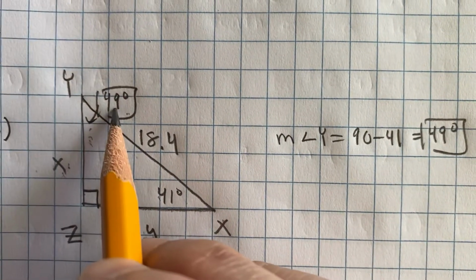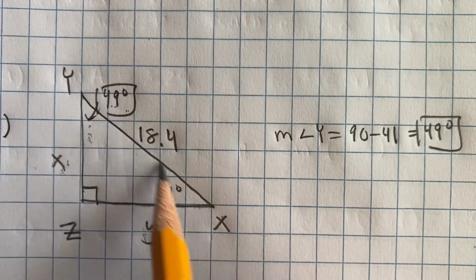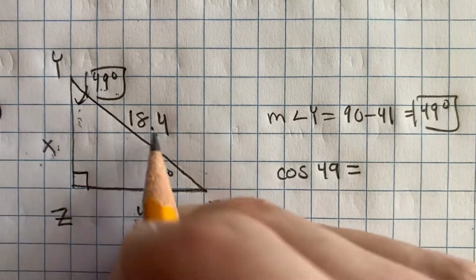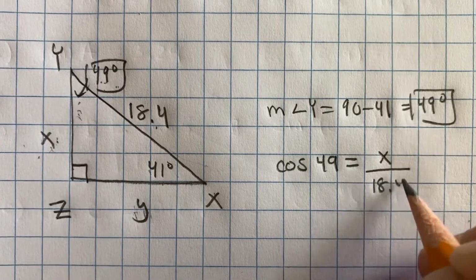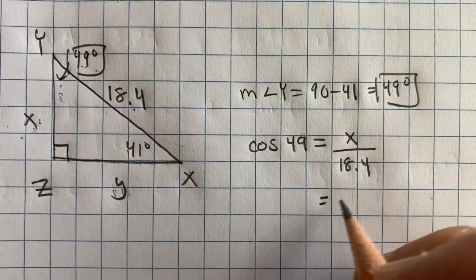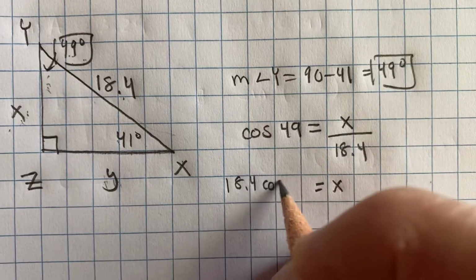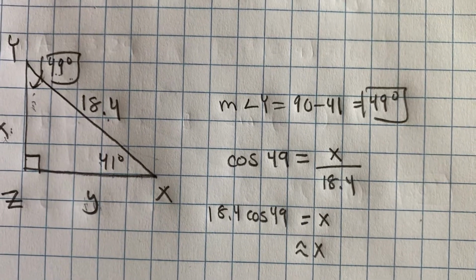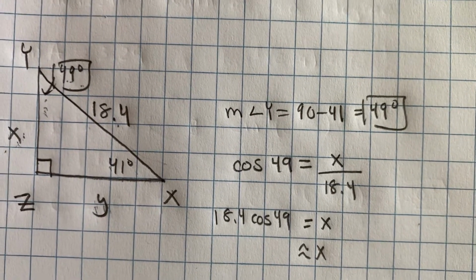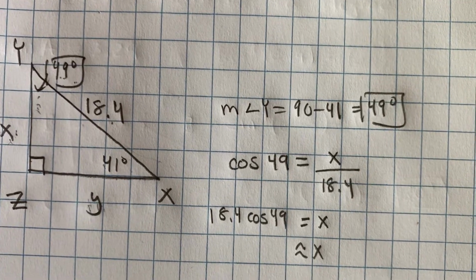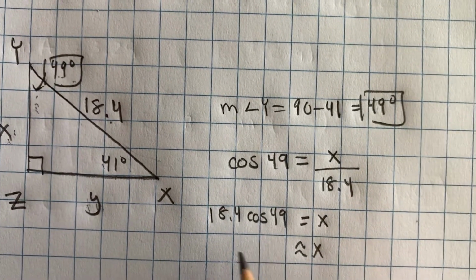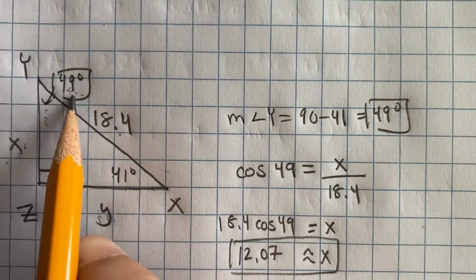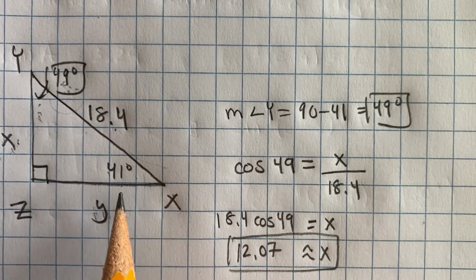Well, X is next to 49, and then I also have a hypotenuse. So I'm going to say cosine of 49 is adjacent over hypotenuse, X over 18.4. If I want to get X by itself, that's 18.4 times cosine of 49. Then X is approximately going to equal 12.07. And assuming I still want to use the 49 degree angle instead of the 41, again, you could use the 41 as well.